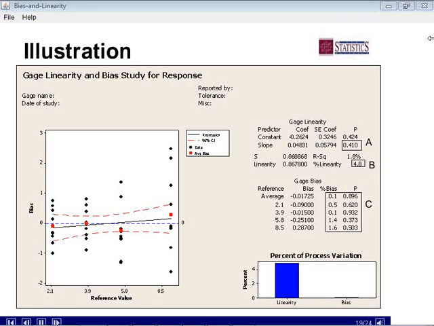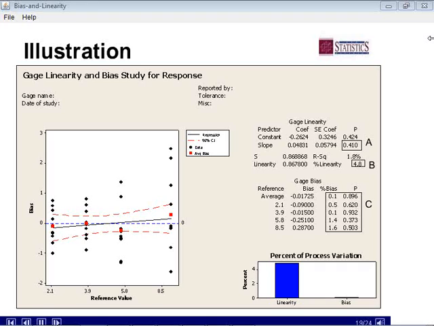Each of our p-values here is quite large. And again, what we're testing in this case is that bias equals 0. That's our null hypothesis. I cannot reject that null hypothesis in any of these cases. So for each individual part reference value that I have, there's no significant bias. Okay, that's what you see labeled C.